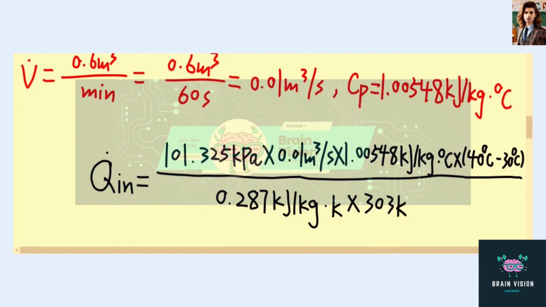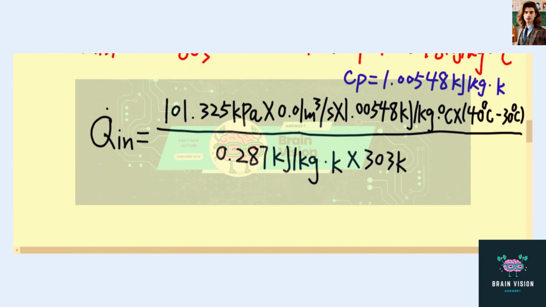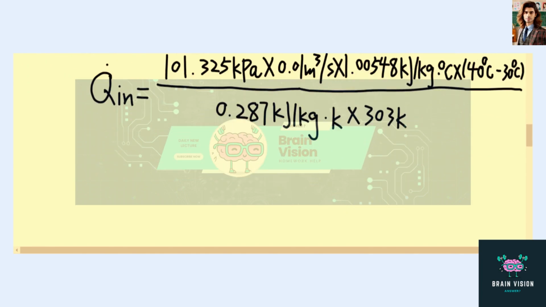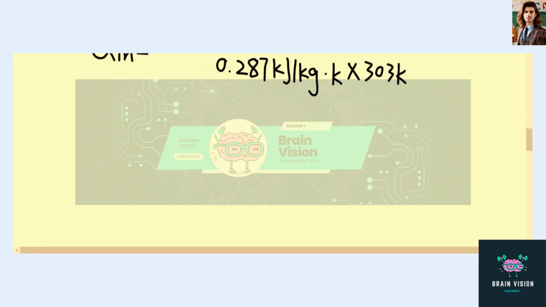So we can also express the specific heat as 1.00548 kilojoule per kilogram times Kelvin. Okay, because all we care about is the temperature change, and we know the temperature change between degrees Celsius and Kelvin is the same, and I can prove it to you.